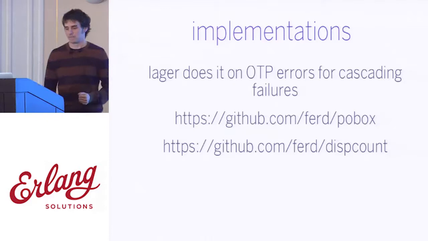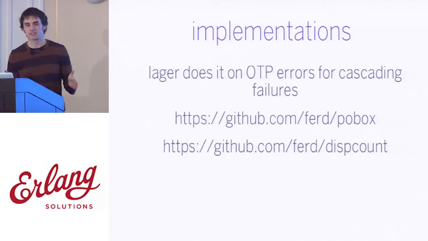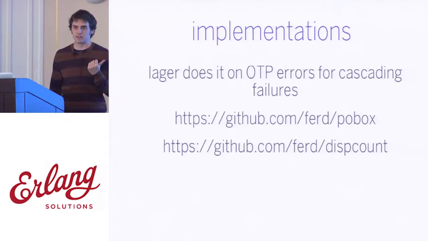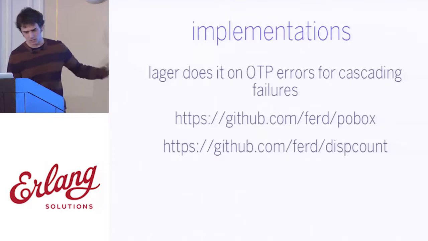There's a dispcount application. That's the one I presented roughly 2 years ago. And the difference with dispcount is that it's like a stack buffer, but the stack has a value of 1 in there. And what that gives you is basically the idea that if the request will be dropped, you know it instantly, rather than maybe losing it. So it can be used both for back pressure and for load shedding. But in practice, it's more or less used for load shedding.